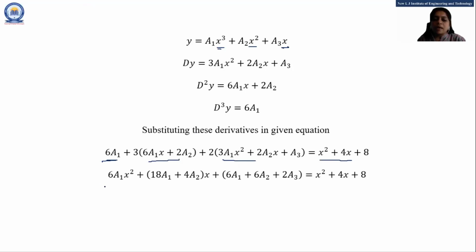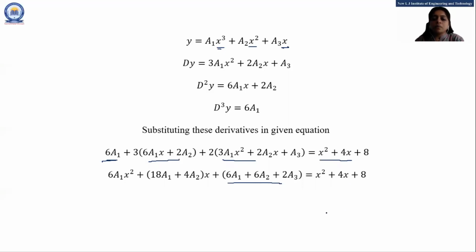After separating like terms, we have 6a1 x square. The multiple of x is 18a1 plus 4a2. All these are constant terms, right? And x square plus 4x plus 8, keep it the same.